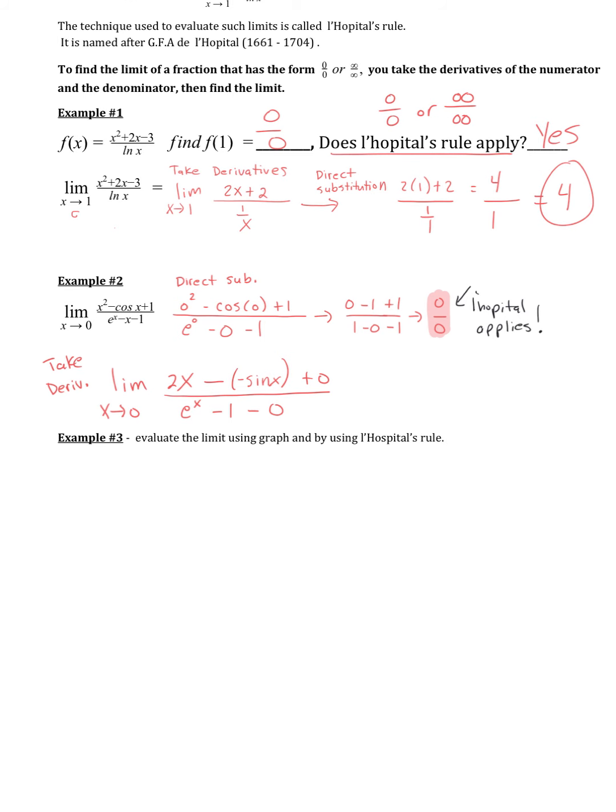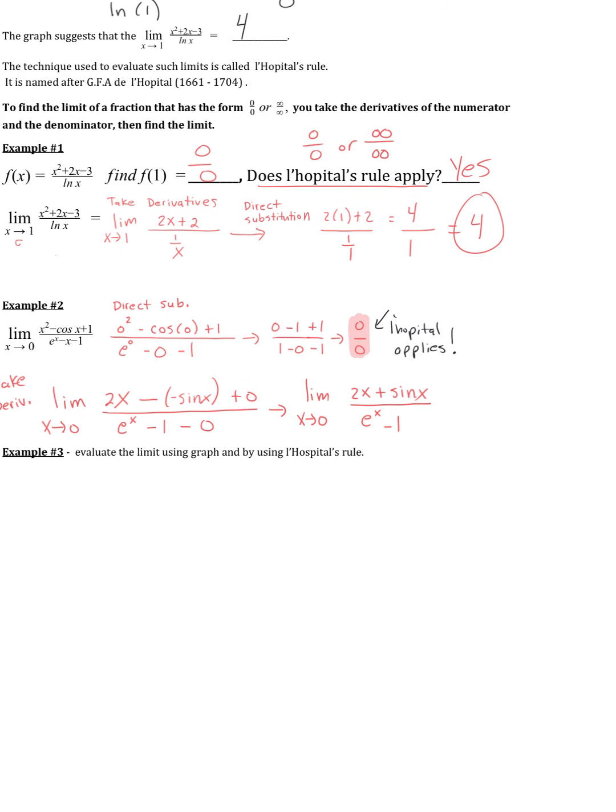So if we simplify that, we still have the limit, of course, as x approaches 0. We have 2x plus sine of x on top, and on the bottom we have e to the x minus 1. Now we attempt to do direct substitution with the derivatives.